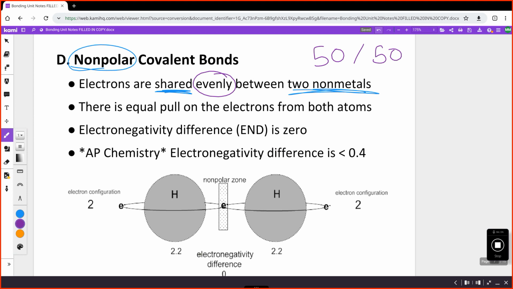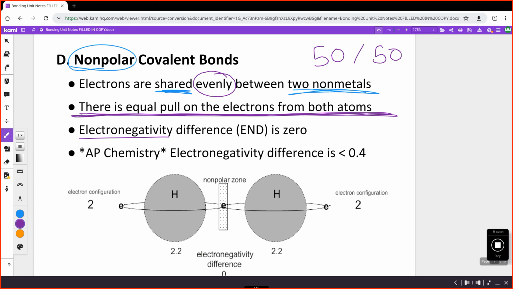The only way for there to be an even sharing of electrons is if there's an equal pull of electrons from both of the atoms. And the word that we use to describe the pull on an electron is electronegativity. And so if the difference in electronegativity is 0, that classifies a nonpolar bond.